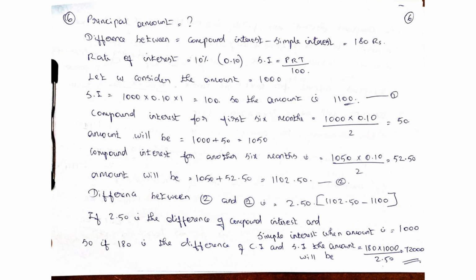Now here I'm using the unitary method. If 2.50 is the difference of compound interest and simple interest when the amount is 1,000, then if the difference is 180, what will be the amount? So 180 into 1,000 divided by 2.50, we'll get 72,000. Okay, we solved it.